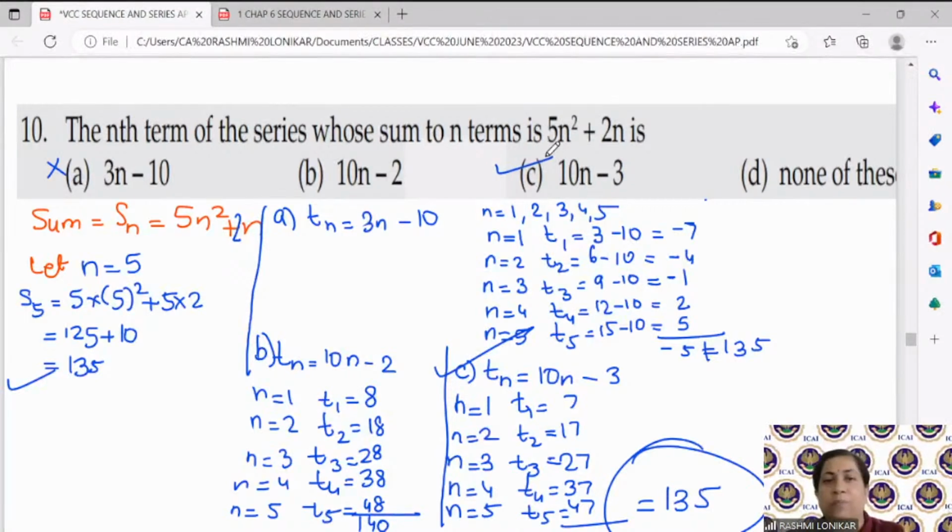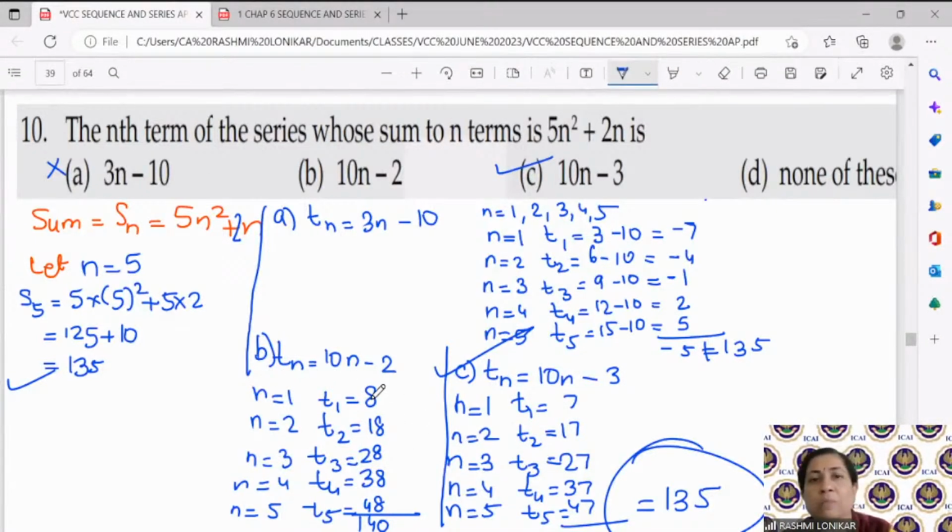Now see, when I have got this total as 135, when I started putting for the option A, 3n minus 10, what happened? I got -7, -4, -5. So it becomes very difficult for me that the addition will come to 135. So I should let it be and try the other ones. So whenever you are choosing which to try, here you can see 10n minus 3, 10n minus 2. So these are bigger numbers so that the total will be bigger. So I should have directly started with B or C.